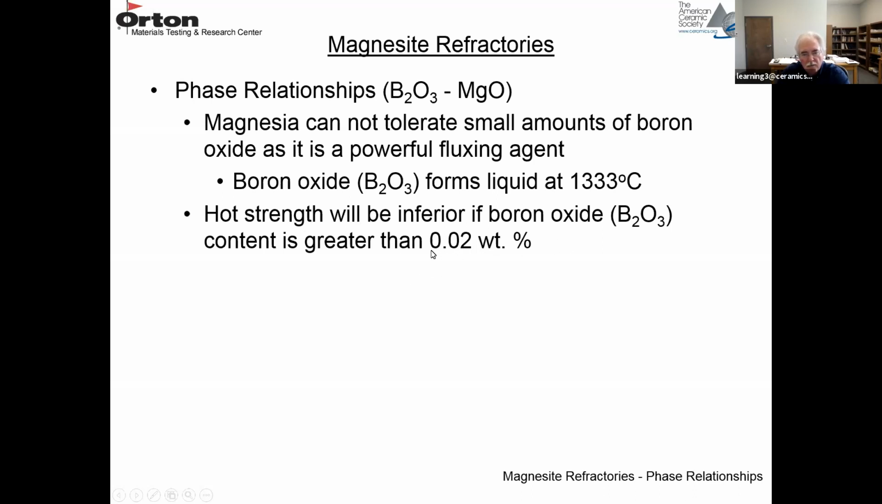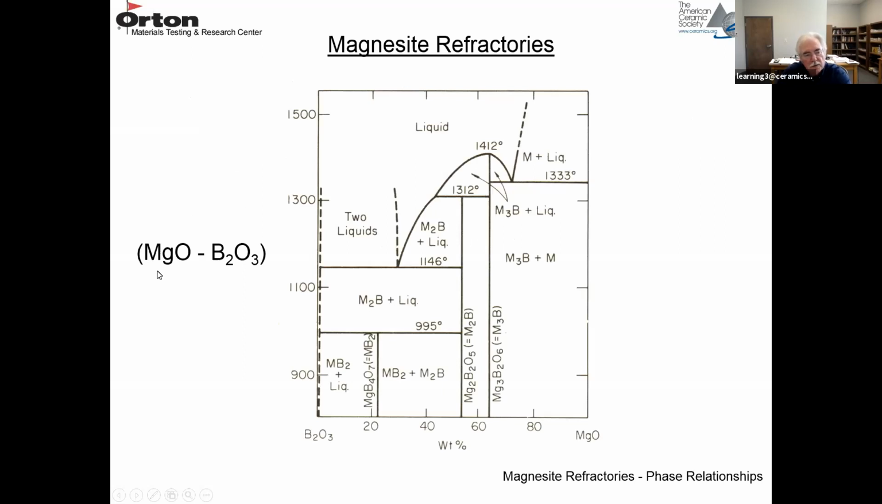So when you buy a seawater MgO, you have to make sure the boron content is quite low. So this is the MgO-B2O3 phase diagram. This is 100% B2O3 and then 100% MgO. And this is in degrees centigrade.